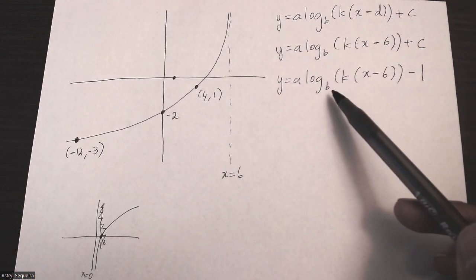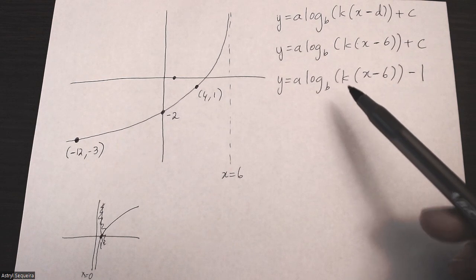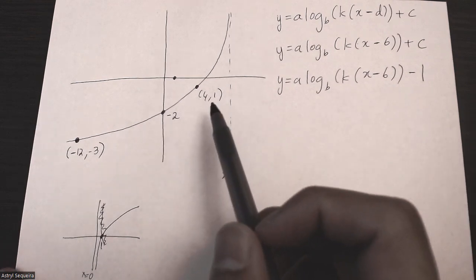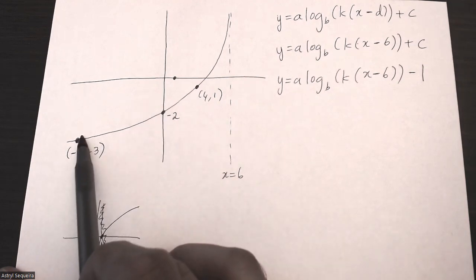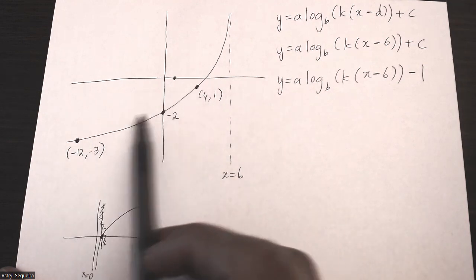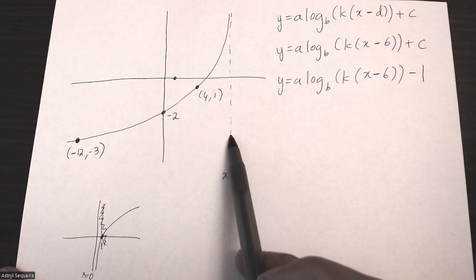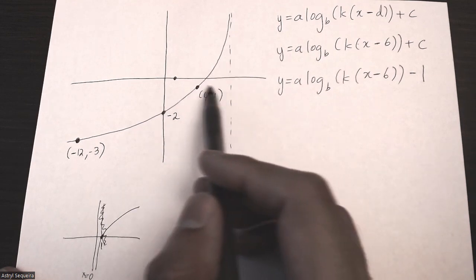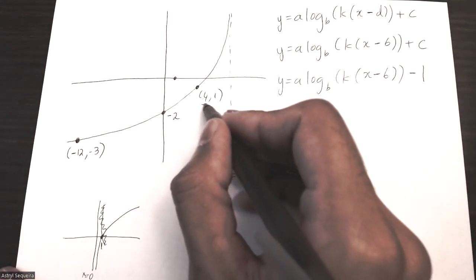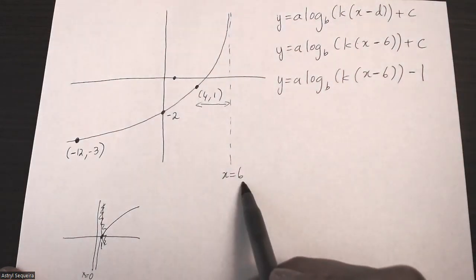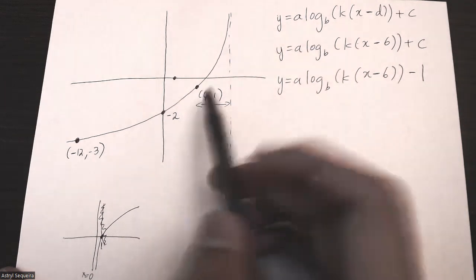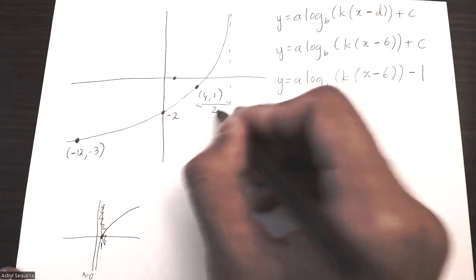The next thing I'll find is my base in this function. In order to find my base, I have to look at all 3 of these points and find the distance of these points from my asymptote. So my first point right here, this is a distance. So the asymptote is at 6. This point is at 4, which means this is a distance of 2.